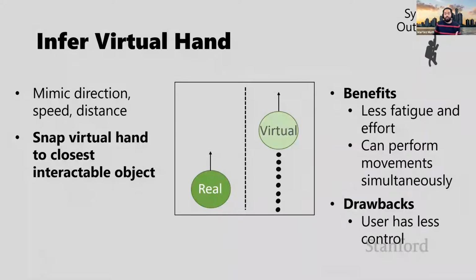For example, if I wanted to infer the location of a virtual hand in this symmetric out of phase interaction, perhaps I create a system in which the virtual hand always mimics the direction, speed, and distance of the real hand. If the real hand performs a movement up to climb the ladder and goes a certain distance, the virtual hand mimics that by going the same distance and speed. Then I could have it snap to the closest interactable object. The benefits are that it could be less fatigue, and you could perform more movement simultaneously, but once again, the user has less control.